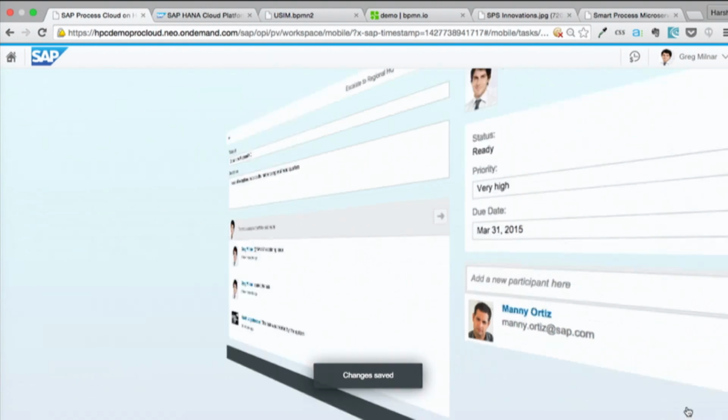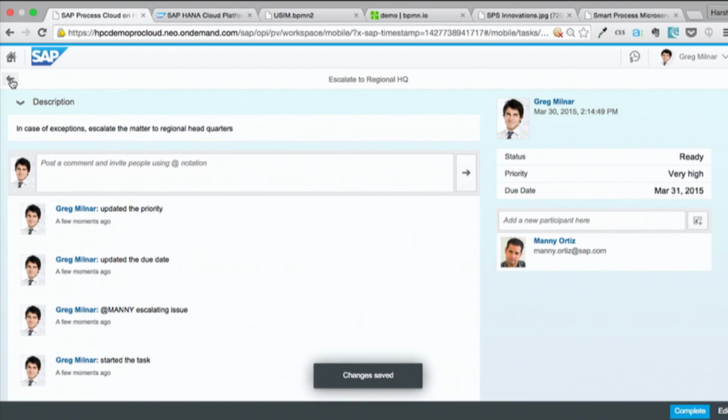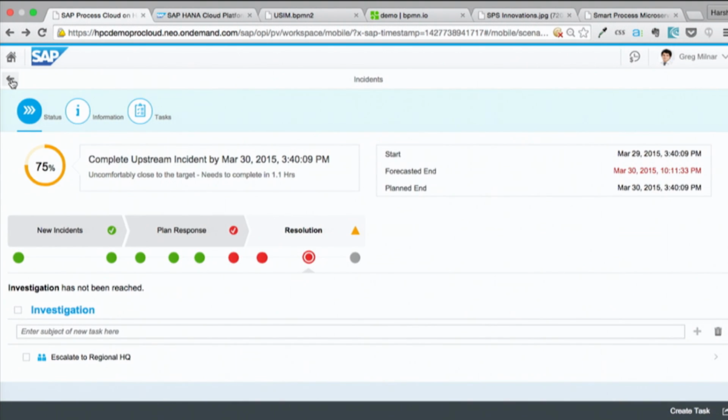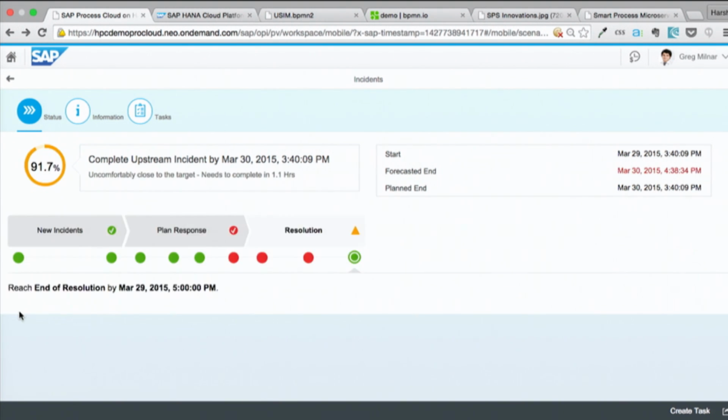So right in the context of the process, he's collaborating in order to solve a particular problem. And when Manny is working on this, if the investigation is complete, he can say the investigation is complete and the process moves ahead. So we're introducing pockets of flexibility within a big process.